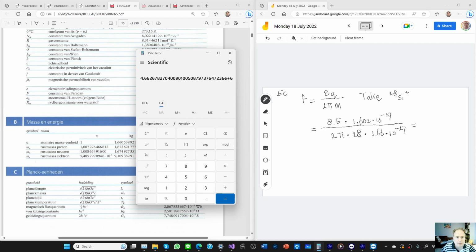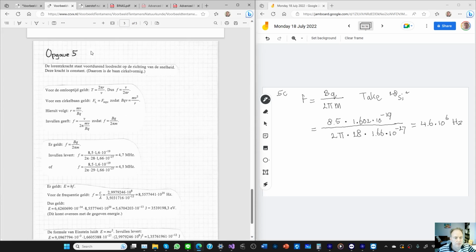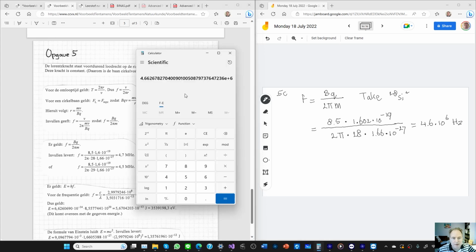That is 4.6 times 10 to the power 6 hertz. Wait, it's 4.7, of course. Okay, not sure if they subtract a point for that. It's 4.7.